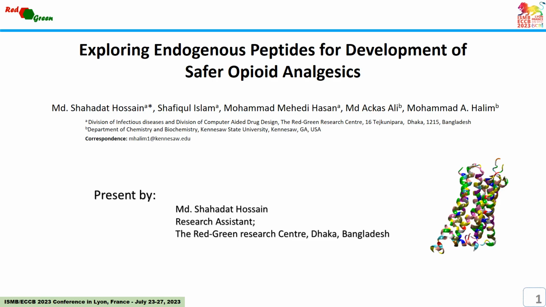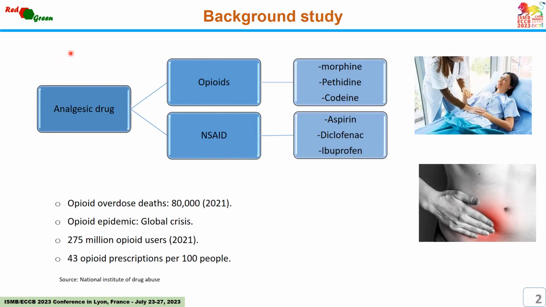Today I'll be presenting exploring endogenous peptide for development of safer analgesics. Well, first I'll give you a short background information, then I'll describe the slides. We all know that analgesic drugs are two types. First one is NSAID and another group is opioids. NSAID are well known to everyone because most of them are over-the-counter drugs like aspirin, diclofenac, ibuprofen.